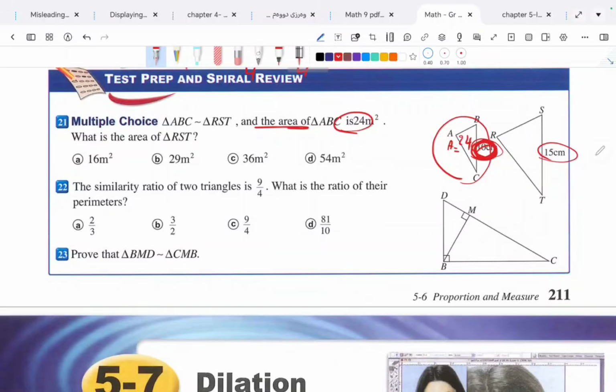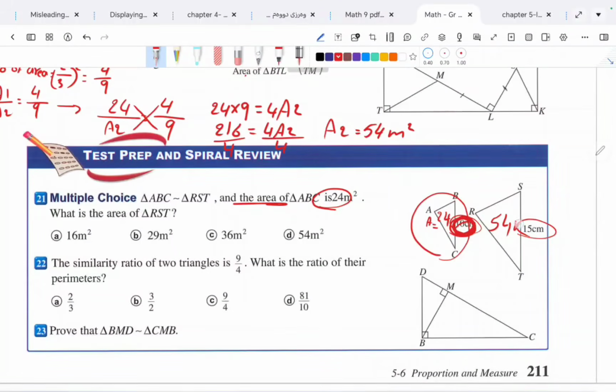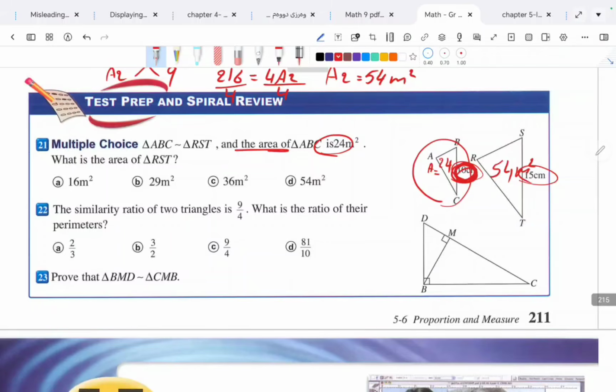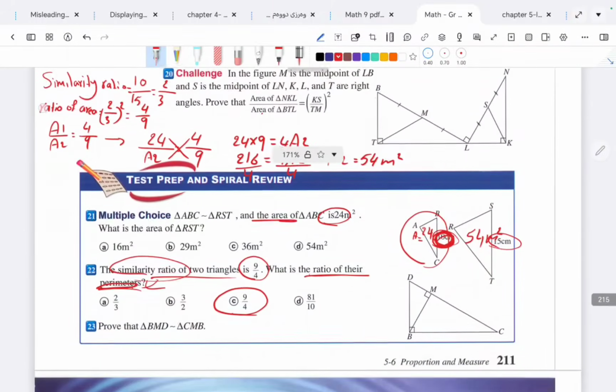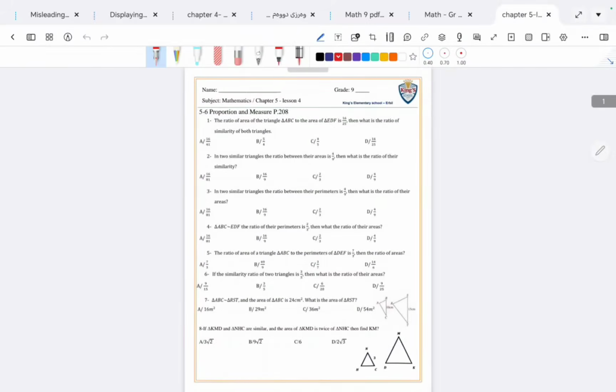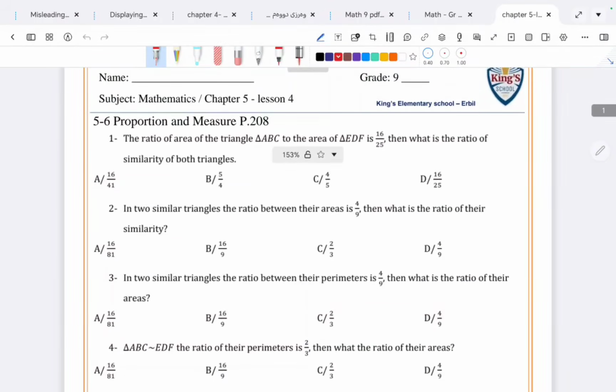Question 22, with the similarity ratio. The area of this one is 54 m power 2. The similarity ratio of the triangles is 4 out of 9. What's the ratio of their perimeter? Similarity ratio to perimeter is still the same, which is 9 out of 4. Okay, let's solve some national questions about this topic. The ratio of the areas is 16 out of 25. What's the ratio of similarity? From area to similarity, you have to take a square root, which equals 4 out of 5.